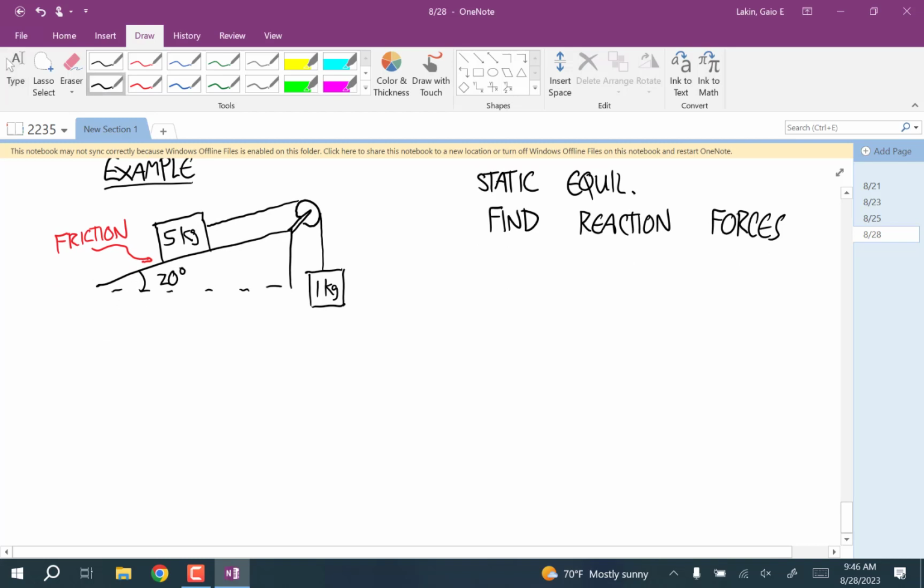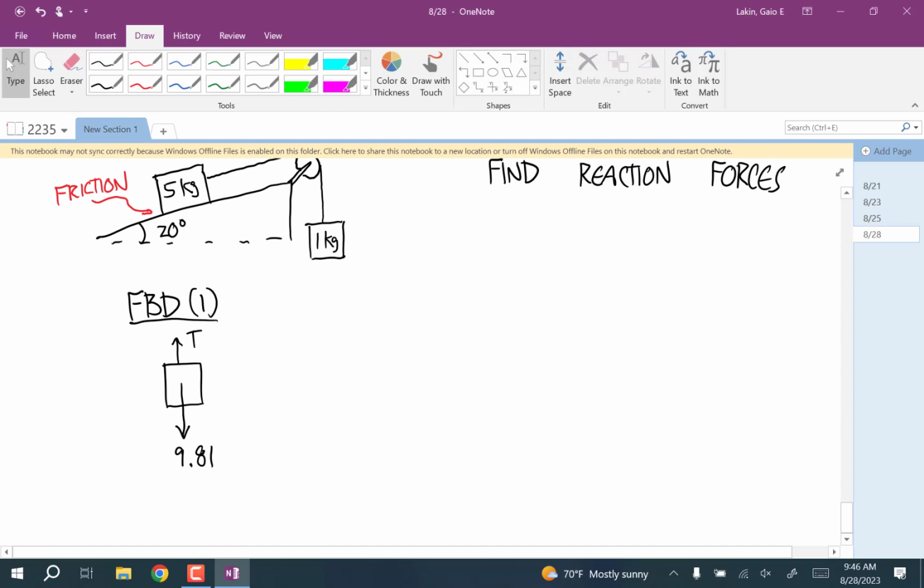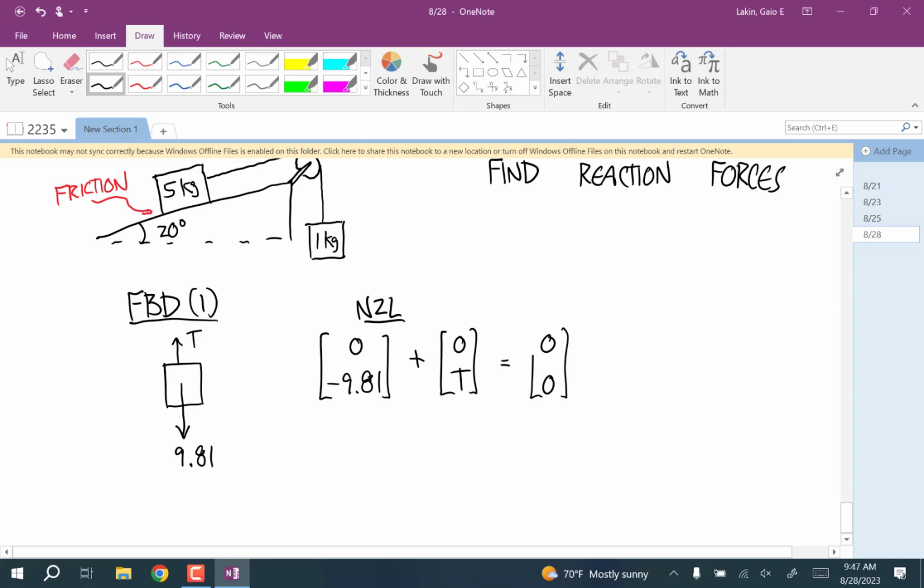Okay, so let's start with the simpler one. So the free body diagram of the 1 kilogram. There's a weight force down. That's 1 times 9.81, so 9.81 newtons. There's a cable force up, I'll call that T. And now let's write out Newton's second law for static equilibrium. So in a standard coordinate system, we have 0, negative 9.81, plus 0, positive T, is equal to zeros. You can use the y equation. It says negative 9.81 plus T is equal to 0. So T is equal to 9.81.